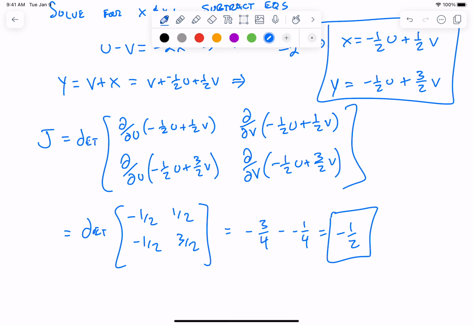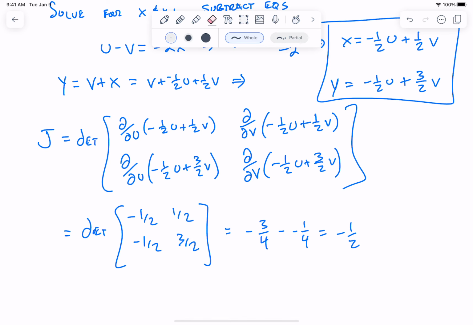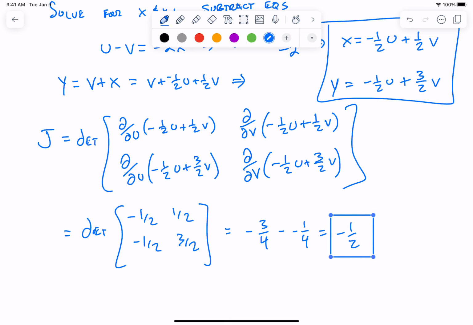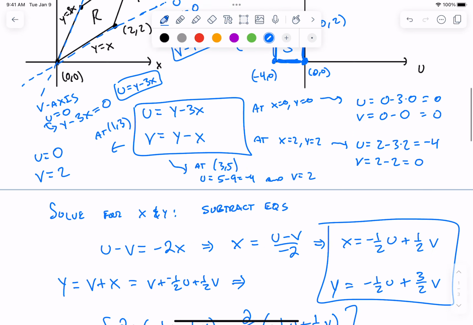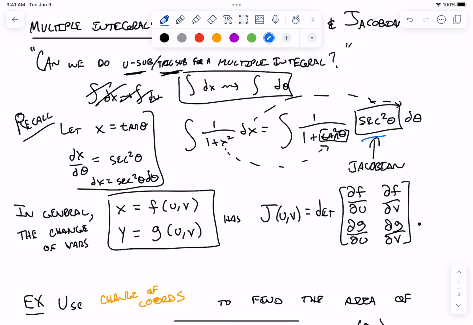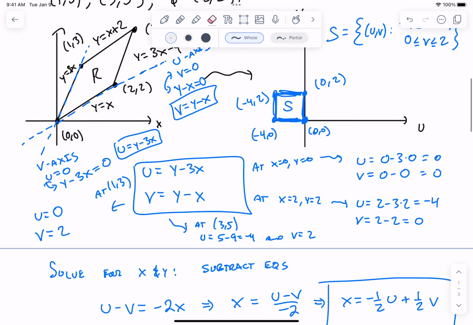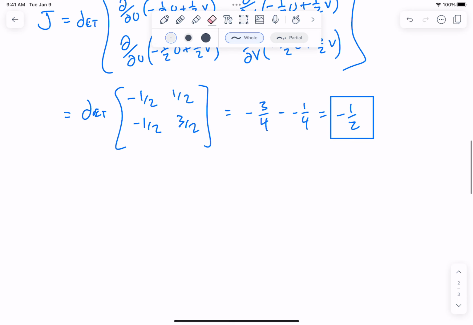It doesn't have to be constant in general. It could be a function of u and v. Here, because the formulas were linear, the Jacobian ended up a constant. So there's our little Jacobian. Now we're actually ready to do the integral where I multiply by the Jacobian. It's going to be a double integral, but it will work.